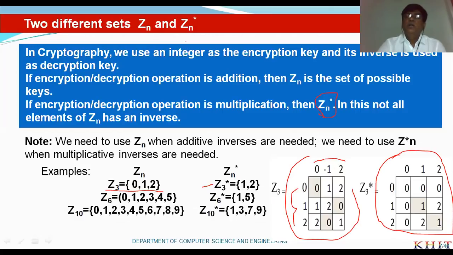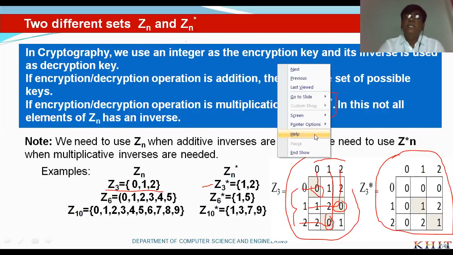So add the row and columns. We got 0, 1, 2 and 1, 2 here. Actually 1 plus 2 is 3, but 3 modulo 3, its remainder is 0. Similarly, 2 plus 0 is 2. So here every row contains a zero. That means for 0, its additive inverse is 0. For 1, its additive inverse is 2 in Z3. For 2, its additive inverse is 1. This is the case of Z3.